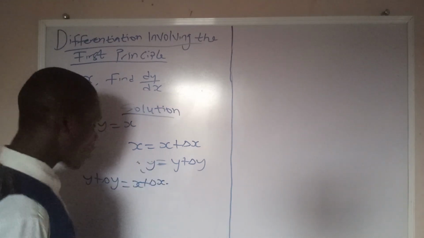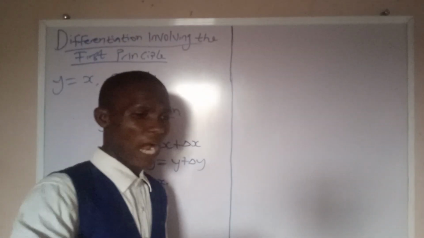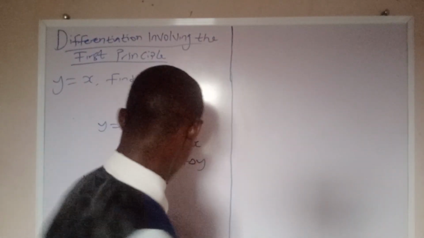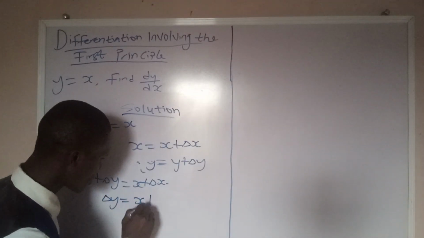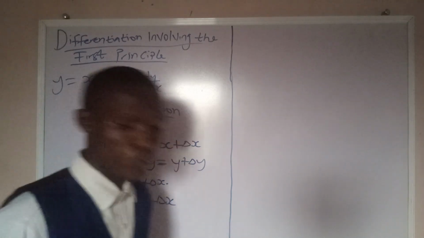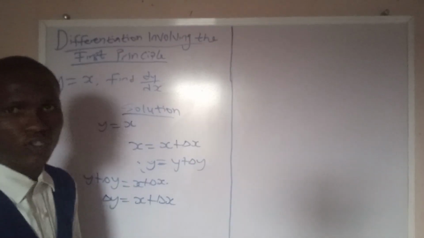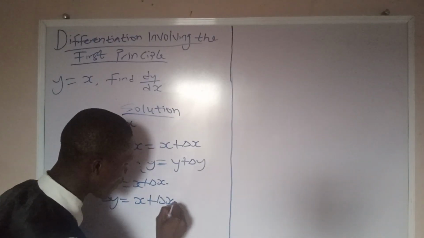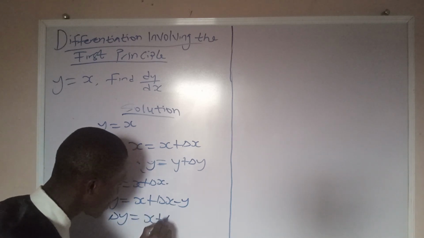So with this, what am I going to do next again? I'm going to make delta y the subject of the formula. In other words, I'm going to make delta y stand on its own in this equation. So I'm going to have delta y is equals to x plus delta x. And by the time y is crossing the equality sign, it's going to turn negative because it is positive at the left hand side. By the time it's coming to the right hand side, it's going to be negative. So I'm going to have minus y. So I'm going to have delta y is equals to x plus delta x minus y.